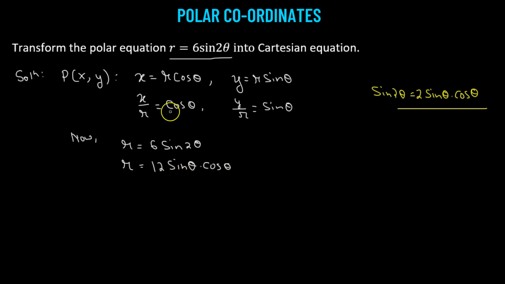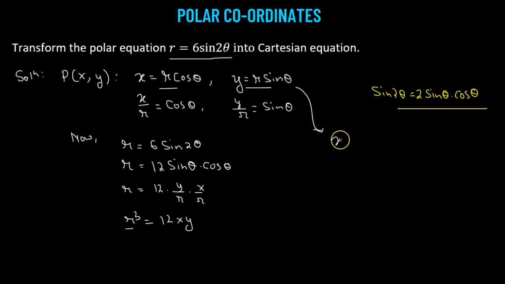Now what we'll do, we'll replace sine theta with y over r and cosine theta with x over r. So that gives us r equals 12 times y over r times x over r. So finally we get r cubed equals 12 times xy, and now our last goal will be to convert r into its equivalent x and y form. So let's use x equals r cosine theta and y equals r sine theta.